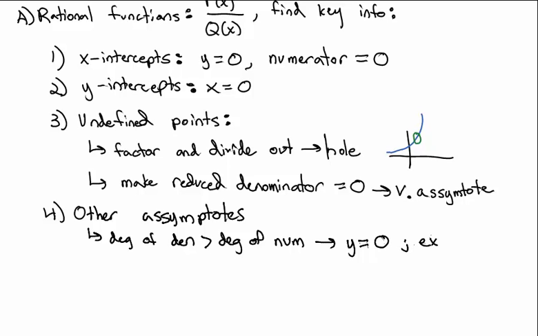For example, we have x to the 5th over x to the 7th. That's going to reduce down. The denominator is going to take over. We're going to divide by a huge 7th power. It's going to give us 0 for the horizontal asymptote.